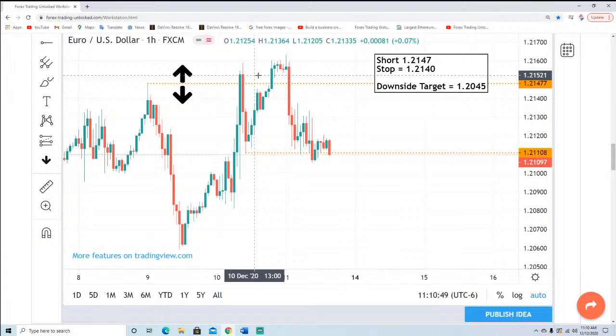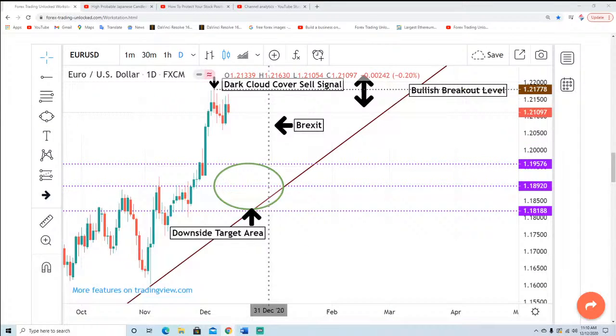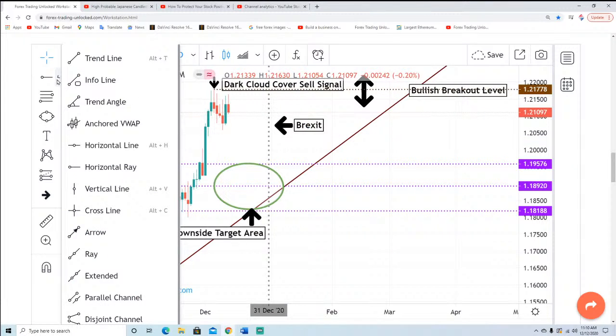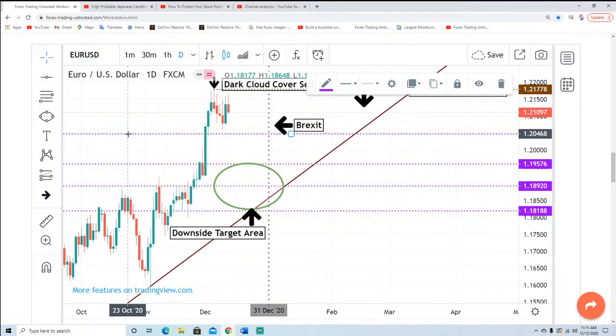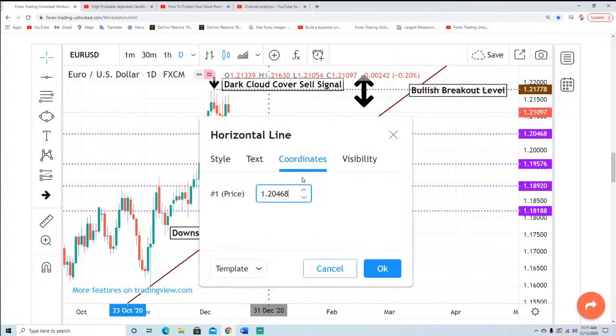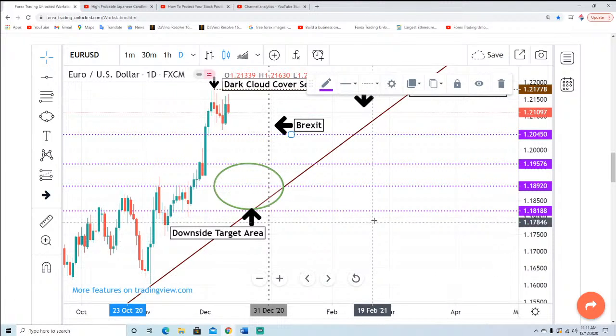Now, let's take off this hourly chart and go back to our daily. What happens if we hit the 2045 area? Let's put a horizontal line right at 2045. See how easy we can adjust this? With our charts, you do this right on the website.